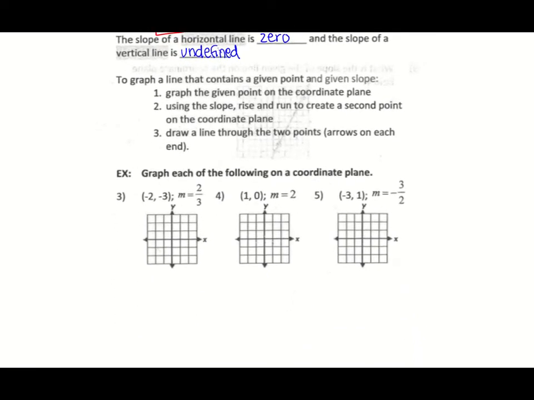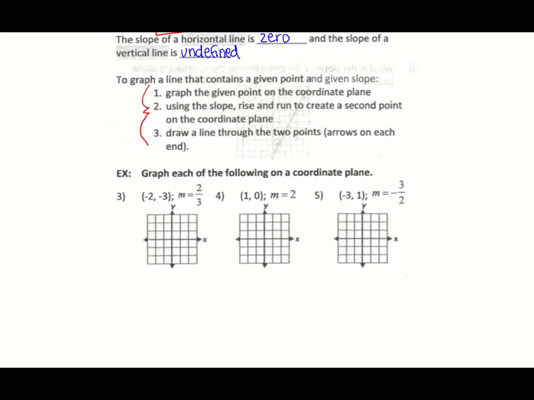Okay, let's look at this next section. This says that to graph a line that contains a given point and a given slope, we need to follow these 3 steps. So we are going to be given some examples where we have 1 point and a slope. First, we graph our given point on the coordinate plane. Then, using the slope, use the rise and run to create a second point on the plane. Then, once we have 2 points, we can draw a line through our 2 points. So let's follow those steps and do number 3 here.